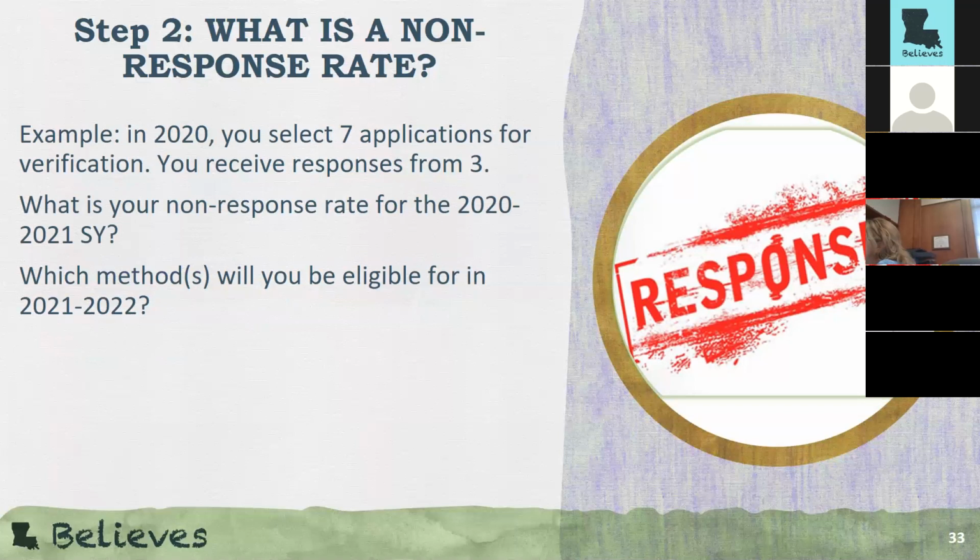Let's complete an example of calculating a non-response rate. In 2020, you select 7 applications for verification. You receive responses from 3. What is your non-response rate for the 2020-2021 school year, and which method or methods will you be eligible for in 2021-2022?